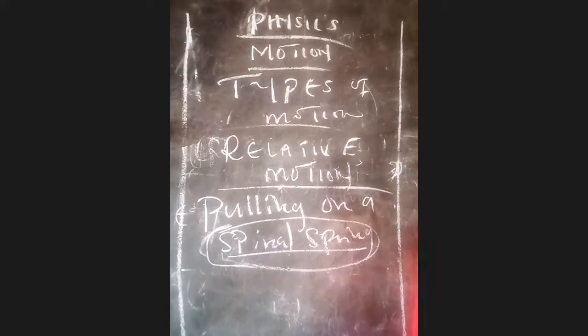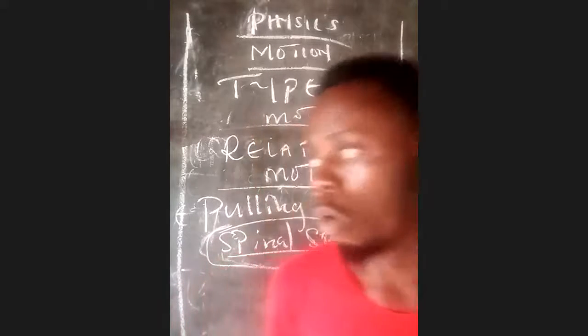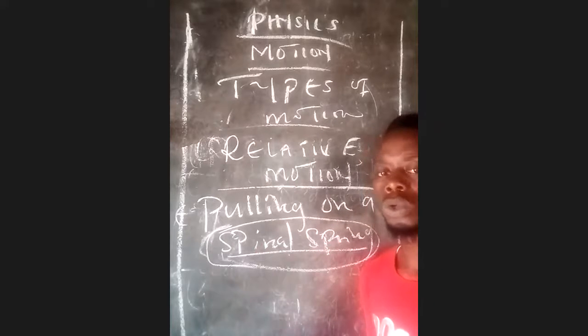Now, with that, we have come to the end of the types of motion. So far, we talked about motion and the types of motion. We explained what motion is: the change of position of a body with time. Then we talked about the types of motion: random motion, translational motion, rotational motion, oscillatory motion, and relative motion.